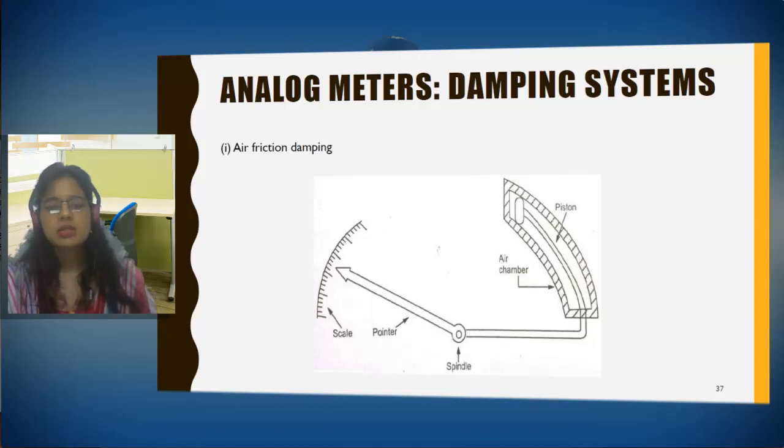Once the piston settles down, the pointer which is attached to the piston will also be settling down. So this is air friction damping. This is occurring due to the air and friction between the piston and the air, right? So this is air friction damping. The pointer is attached to the piston; when the pointer moves, the piston moves.